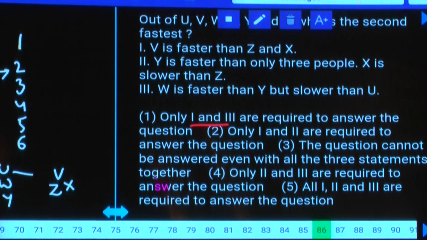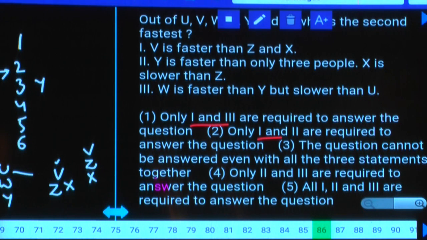Now, if 1 and 2, V is faster than Z and X, this is 1. And what is 2 here? Y is faster than only 3 people. As Y is faster than only 3 people, hence Y must be at the third place. Y is faster than the 4th, 5th, and 6th persons. X is slower than Z. This is the information we have, related to condition number 2. Then what about 1 here? V is faster than both Z and X. By combining these two also we cannot determine. Hence, choice 2 is also not sufficient.